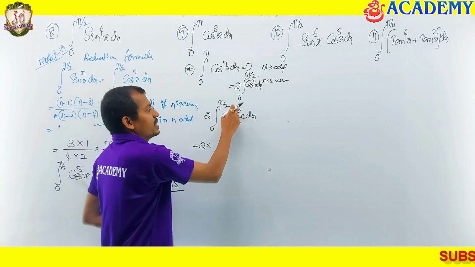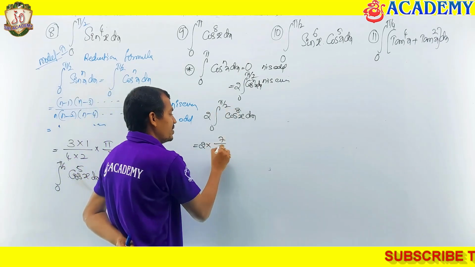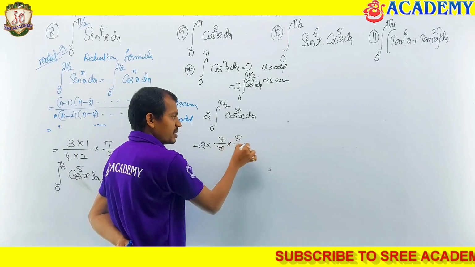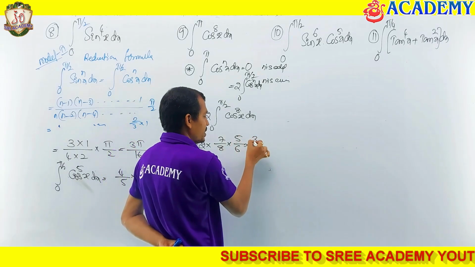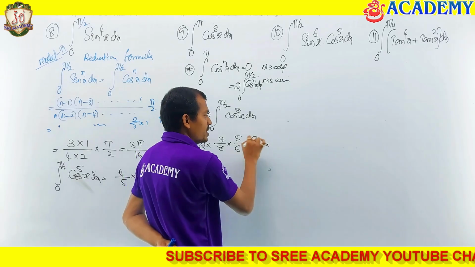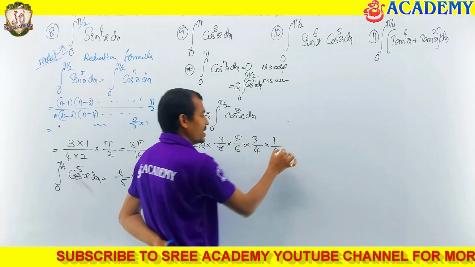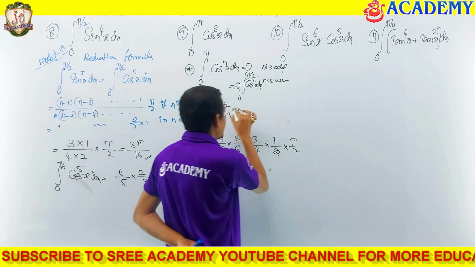Now come on, same thing, 8 minus 1, 7 divided by 8. Next 7 minus 2 is nothing but 5. 8 minus 2 is nothing but 6. 5 minus 2 is nothing but 3. 6 minus 2 is nothing but 4. 3 minus 2 is nothing but 1. 2, 4 minus 2 is nothing but 2, so 1 by 2 you are getting. Always you will get pi by 2. Why? Because this is even.